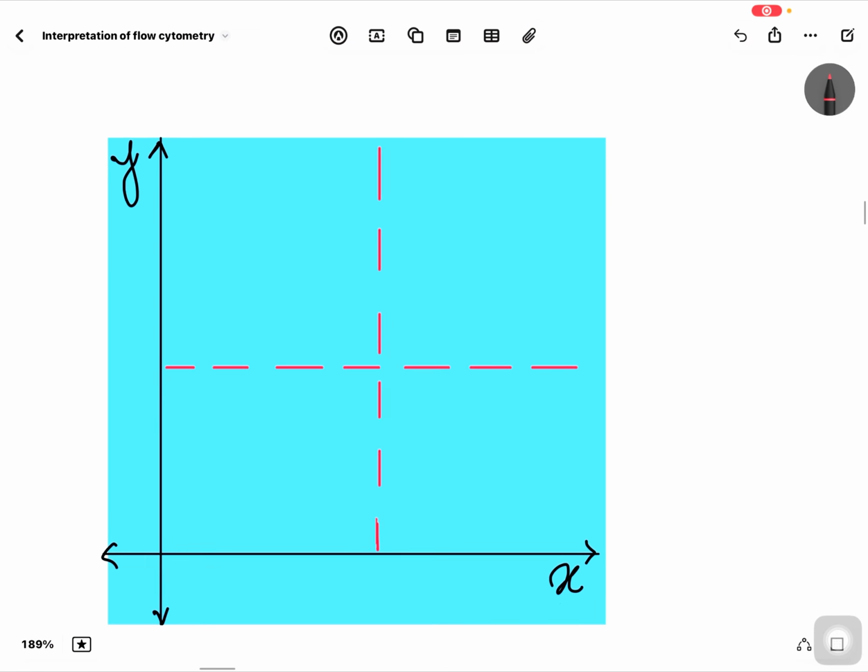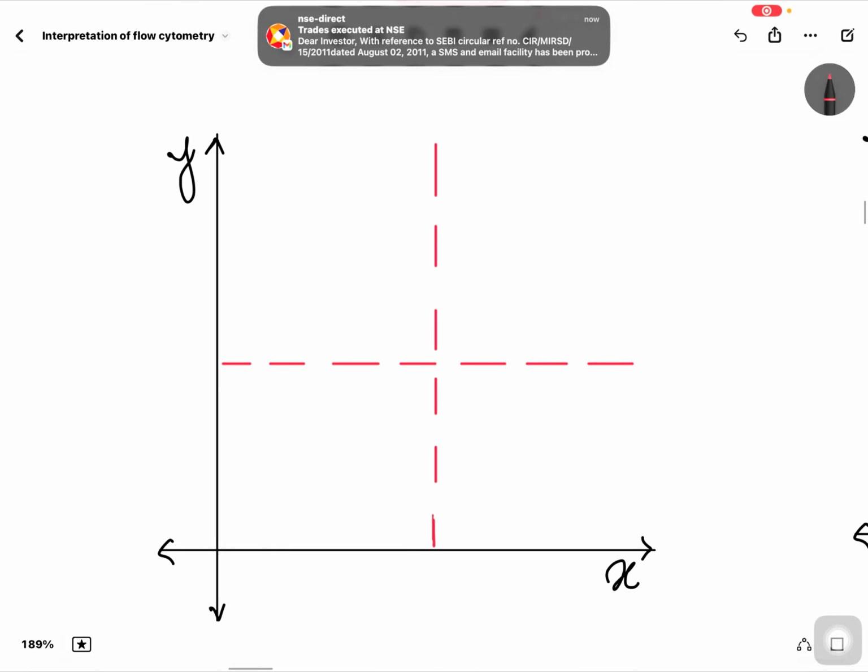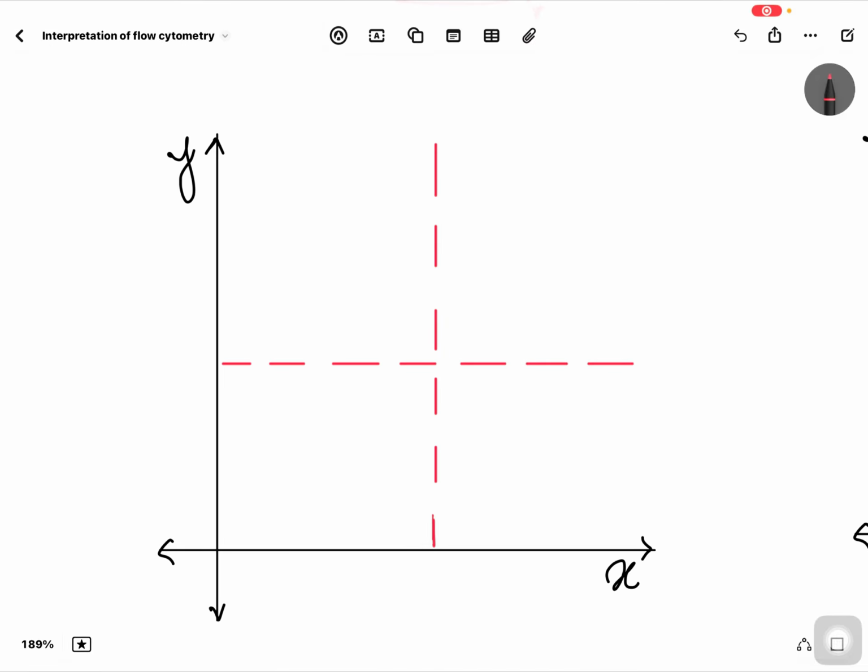Let's see how we actually try to interpret it. Imagine this is the x-axis and this is the y-axis. Whenever a graph is given to you, you have to divide it into imaginary four quadrants: quadrant 1, quadrant 2, quadrant 3 and quadrant 4. Next, the center of that, you should mark as 0.